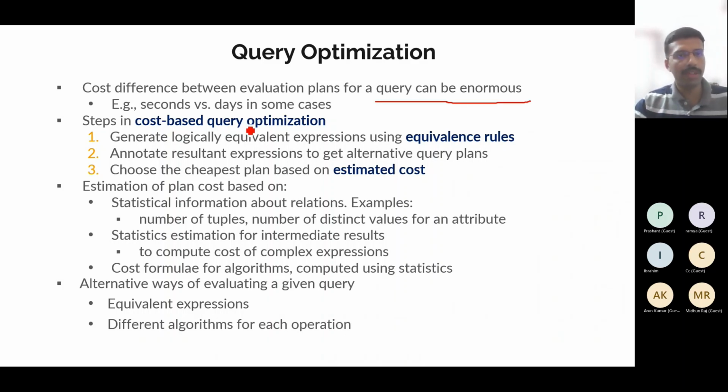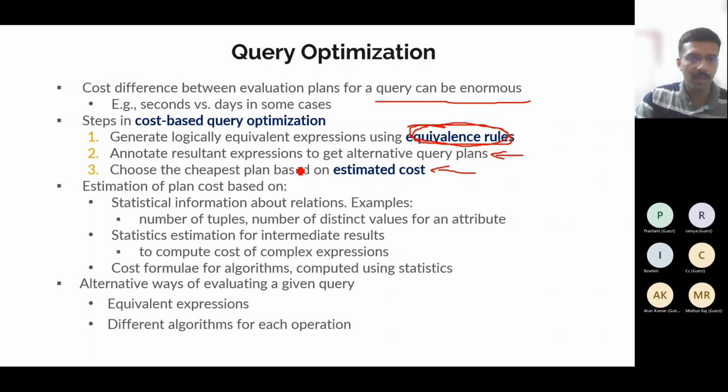The steps in cost-based query optimization are basically you define a set of equivalence rules. So you try to find out equivalent relations, and then you find the cost corresponding to each of these, and you choose the one with the minimum cost. And as I already told, statistical information about tuples, intermediate results, and some algorithms are all used to find the best possible query evaluation plan. And there can be equivalent expressions and different algorithms for each operation.